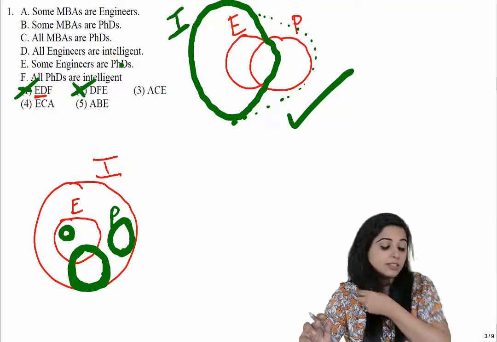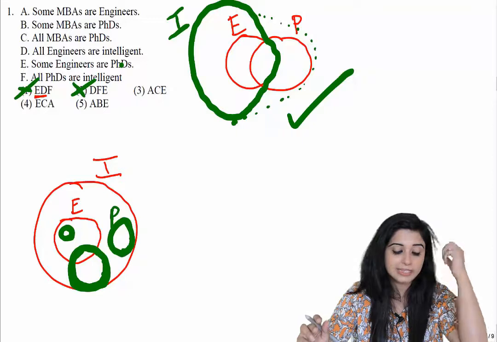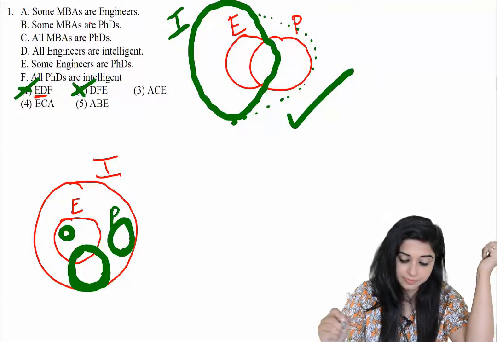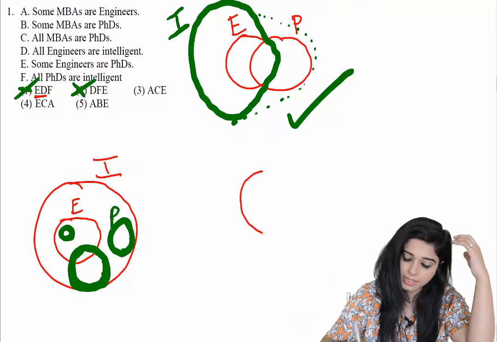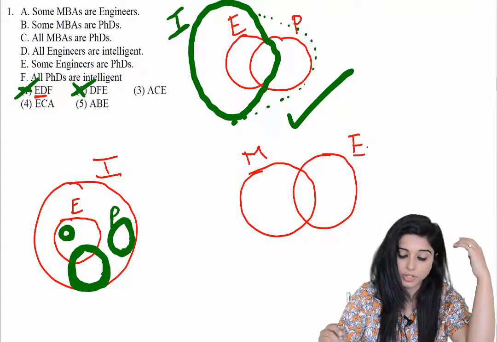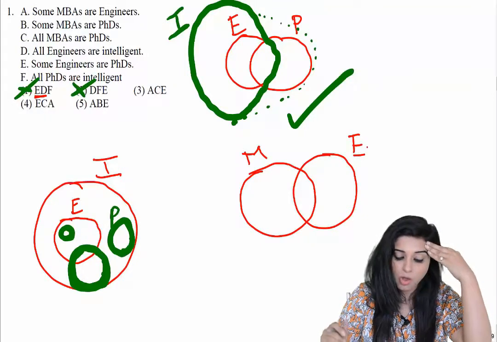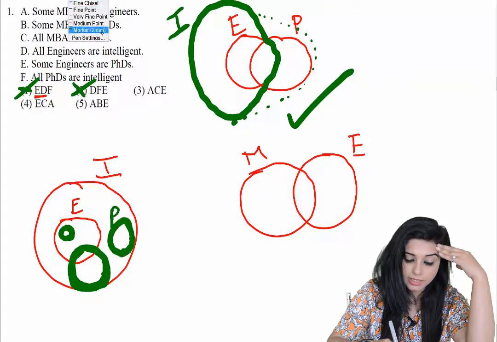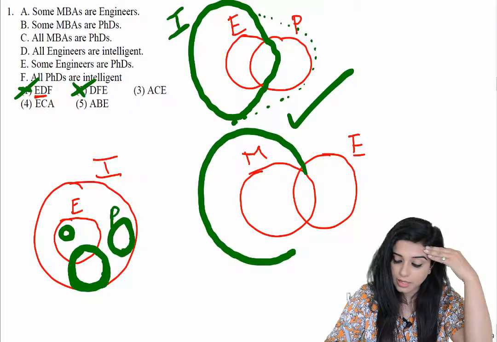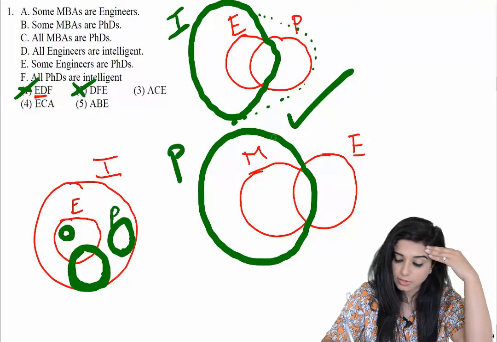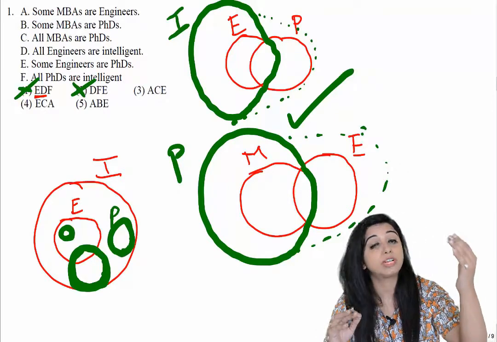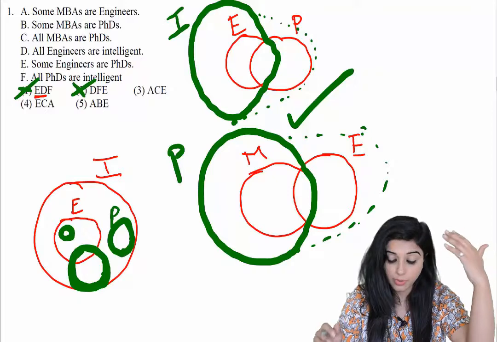Let's look at the third option, which is ACE. A says some MBAs are engineers. How are you going to draw that? Some MBAs are engineers. Easy peasy, right? Some MBAs are engineers. This is how you're going to draw it. Let's look at C. All MBAs are PhDs. All MBAs are PhDs. But again, what relationship does PhD have with engineers, we don't know. Therefore, we're drawing that dotted line over there.